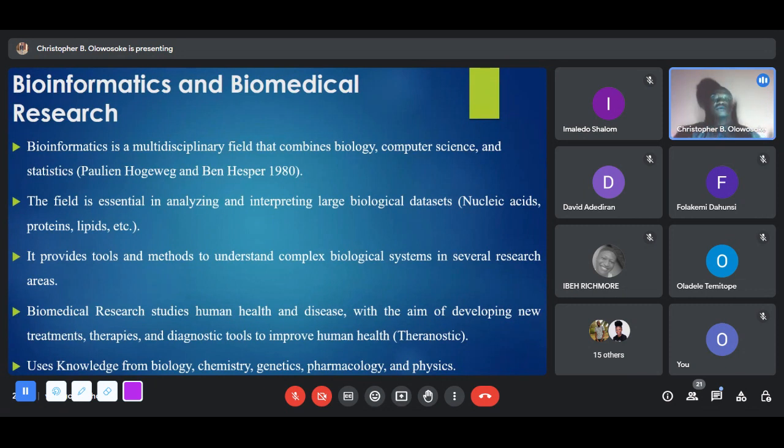So because it's a field, it's able to combine biological knowledge, computer science knowledge, statistic knowledge. You can see that these are three fields, but then it is not limited to these three fields alone. Now, using bioinformatics, we are able to understand, analyze, and interpret large biological data sets like nucleic acid, protein, and lipid, etc. So that is where bioinformatics starts gaining ground. With bioinformatics, we're able to come up with tools and methods to understand those simple and complex biological systems that were unable to be understood during the period of Gregor Mendel.